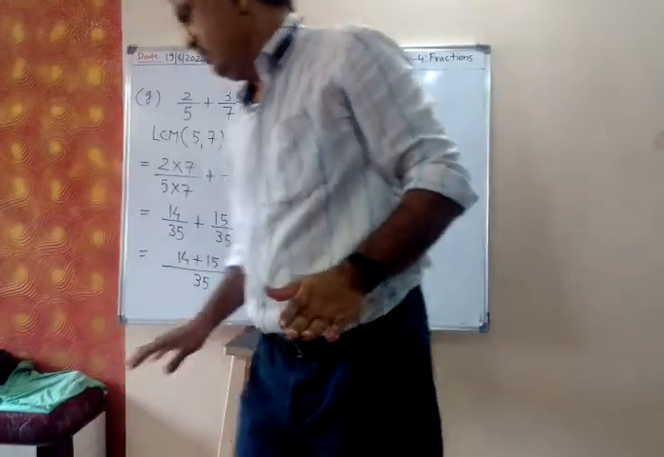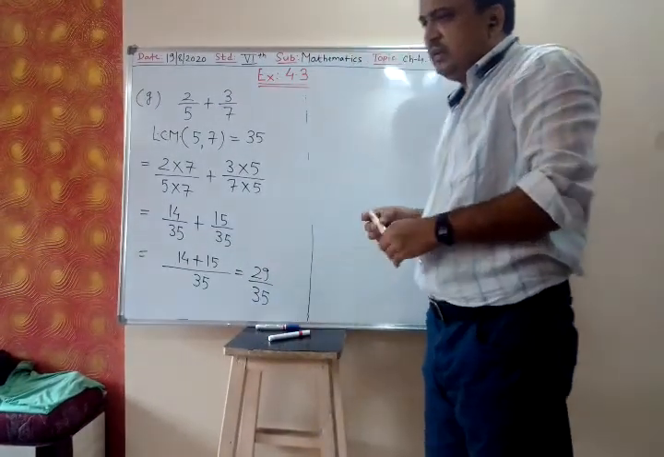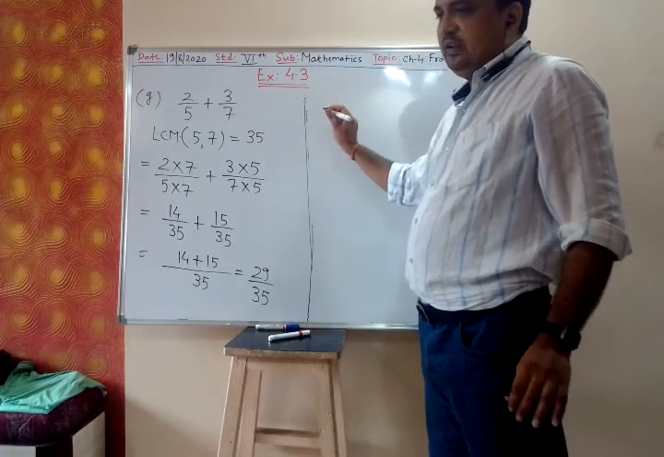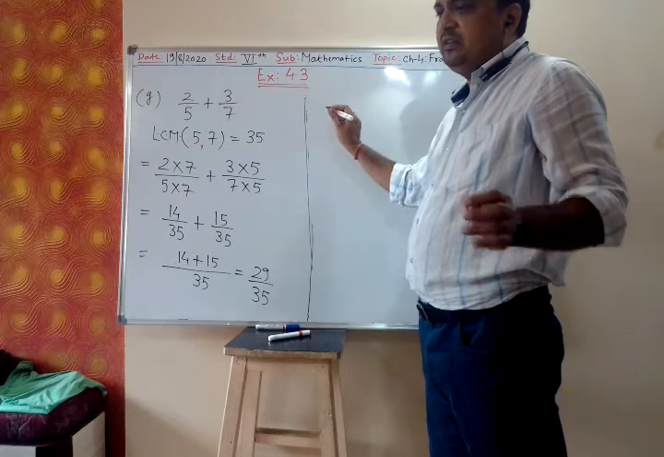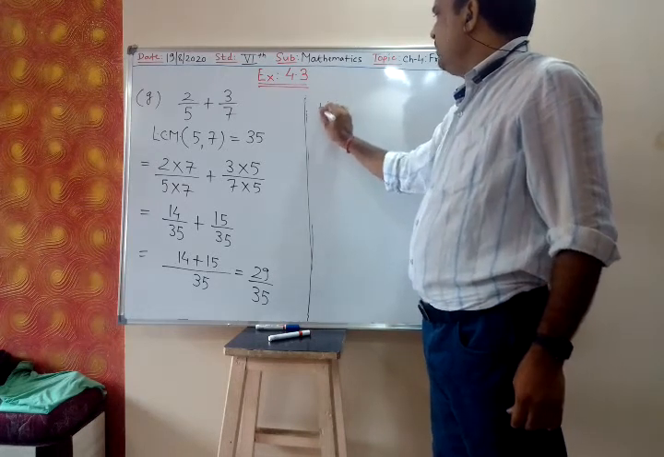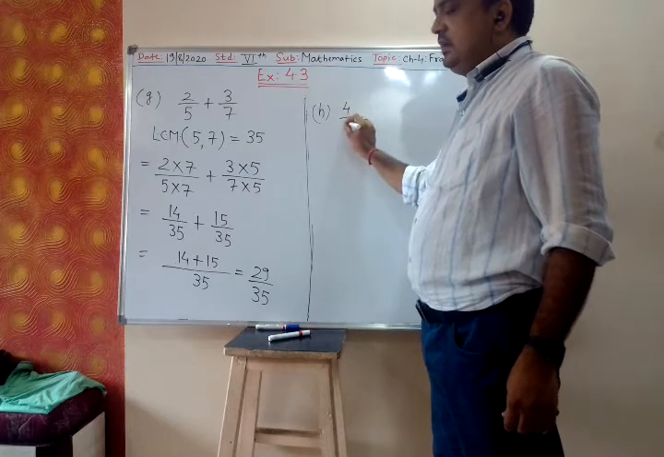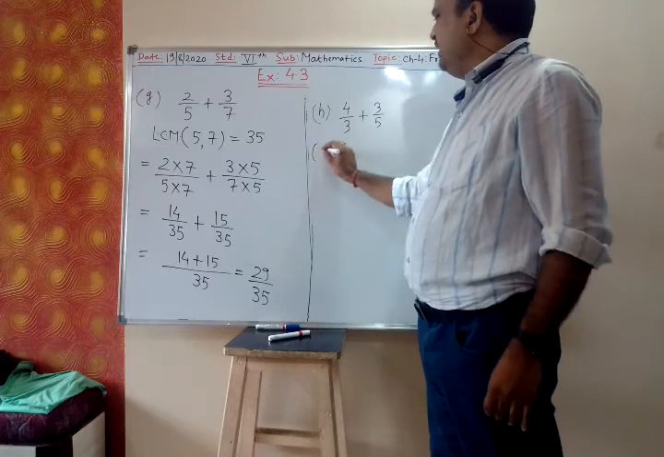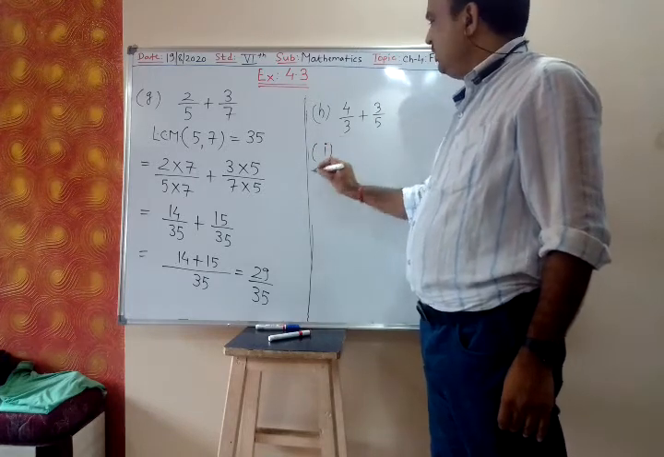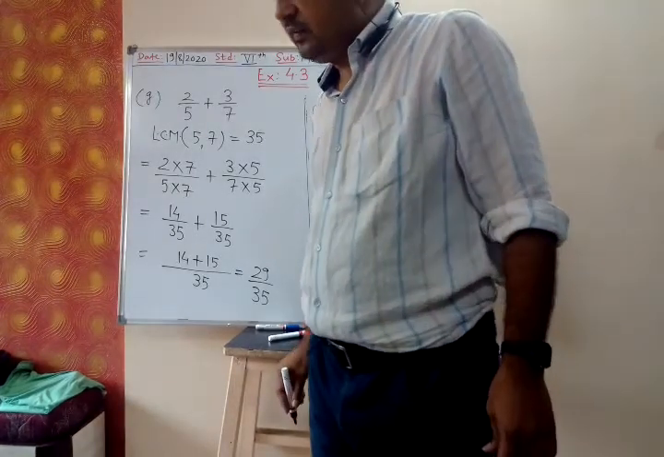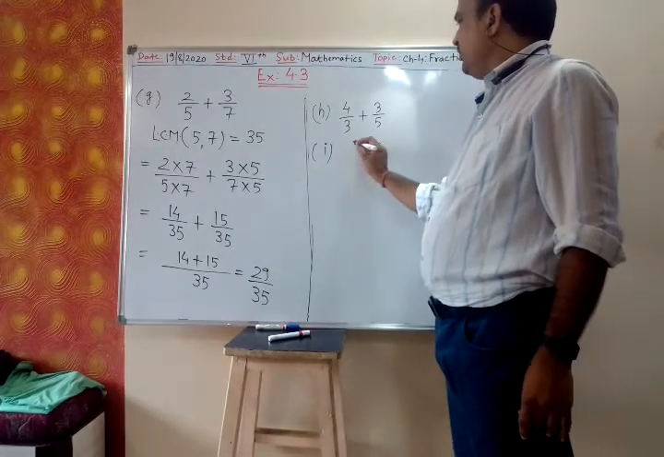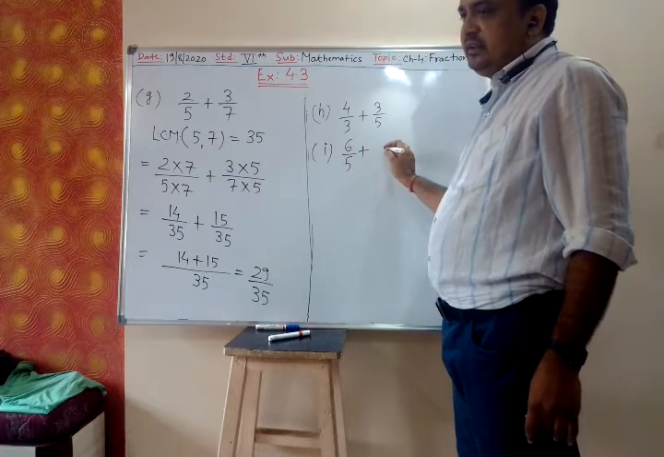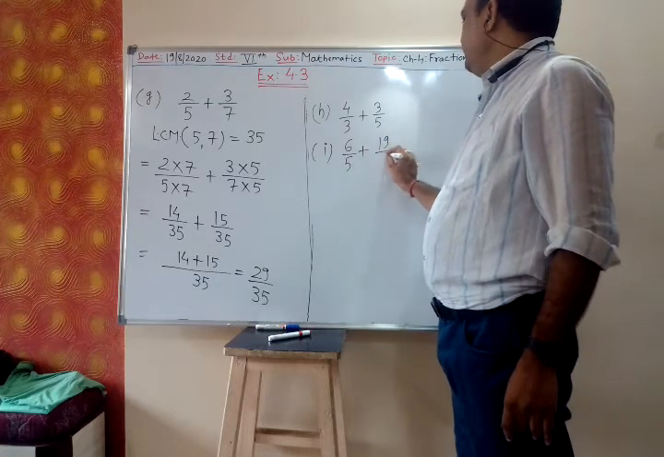No, see, yes, you can use. Now G, no, they are different. We are using maths all the way. H is 4 by 3 plus 3 by 5. Maths all the way, you refer to the textbook. 6 by 5 plus 19 by 30. 6 by 5 plus 19 by 30.